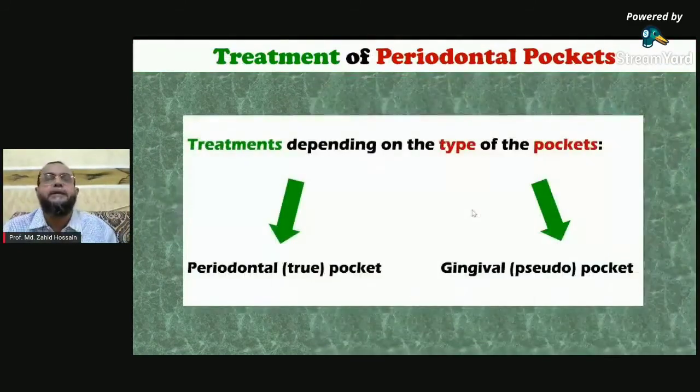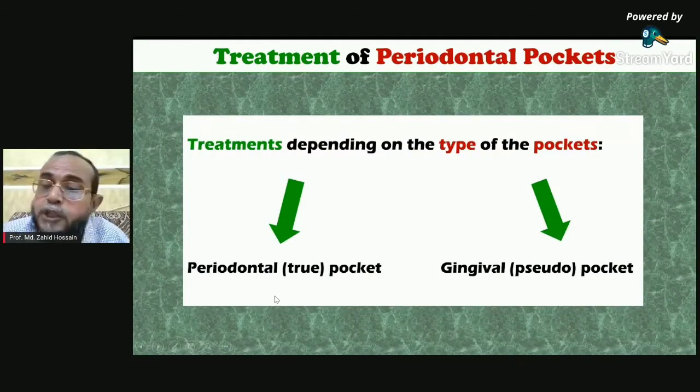Now how to treat it? Treatment depends on the type of the pocket. What type of pocket? Either a periodontal true pocket or a false pocket. We have two types of pocket, it is the general classification. And compound or complex pockets are related to a true pocket, not to a pseudo pocket.